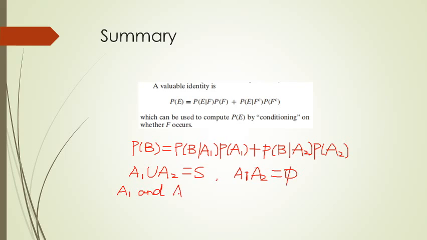A1 and A2, what does A2 mean? Actually here A2 is the same as A1's complement, right? So A1 and its complement form a partition for the sample space. That is the notation we would like to use. They form a partition for sample space S, right? And it's the same here, okay? You take event F as A1, you take its complement as A2, and we write the event E as event B. It doesn't matter, okay? It doesn't matter.